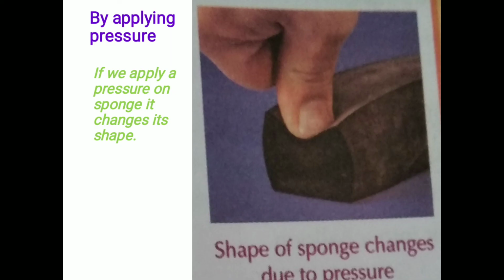Another way to bring changes is by applying pressure. If we apply pressure on a sponge, it changes its shape. Third one is by mixing. Changes can also be brought about by mixing things.